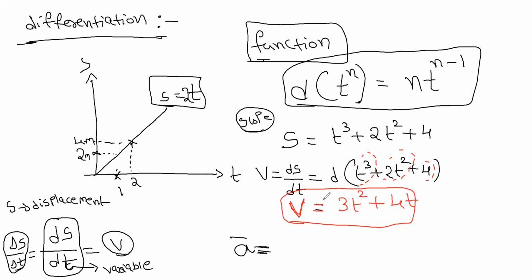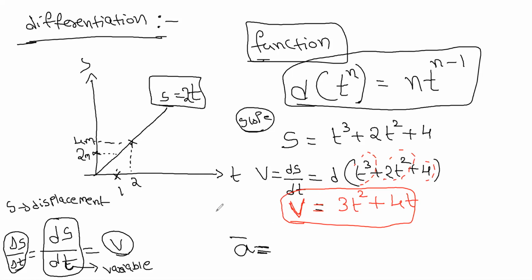Distance is a scalar quantity. Displacement is a vector quantity. So if you do the differentiation of distance, you will get speed, which means you will get only magnitude. If you differentiate displacement, you will get velocity.